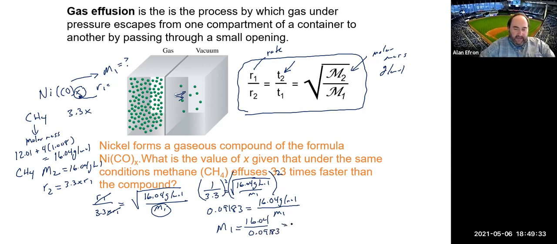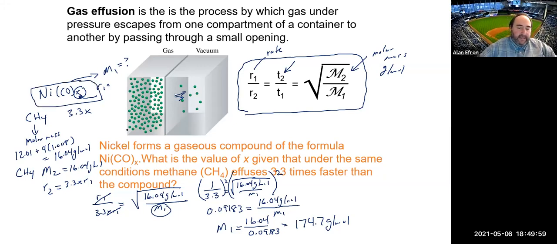And if we do all that good stuff there, we end up with a molar mass for our unknown compound of approximately 174.7 grams per mole. First off, any questions on that calculation? Okay, so how does that help us sort of determine what is missing?